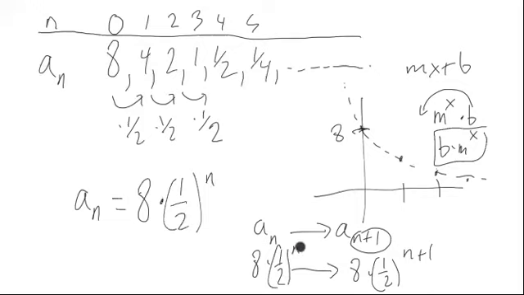Simply, to go from an exponent of n to an exponent of n plus 1 means you've multiplied by half. If you multiply by half, that adds the exponents together, so that you get n plus 1. So really it's just multiplication by half between each term, even given the formula.